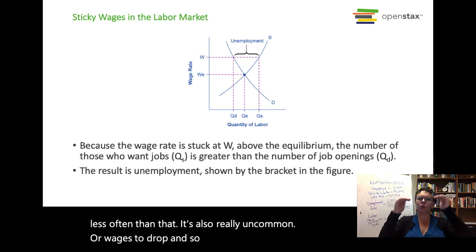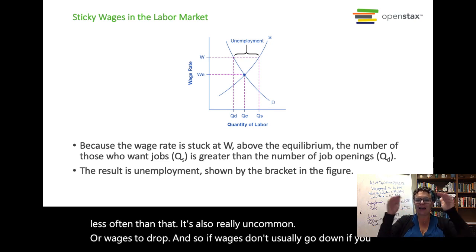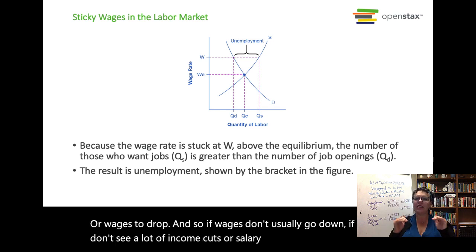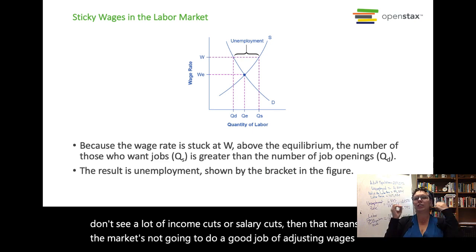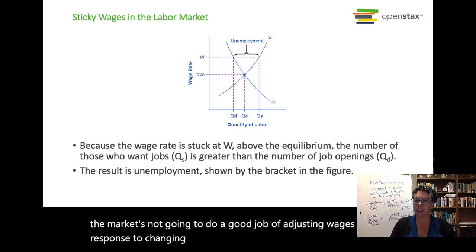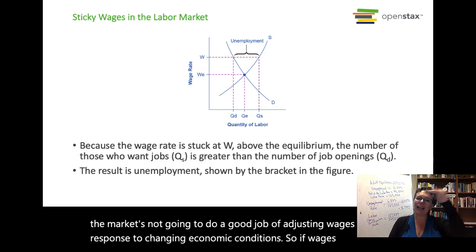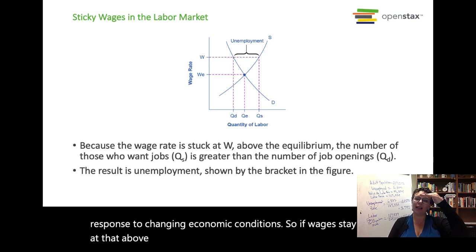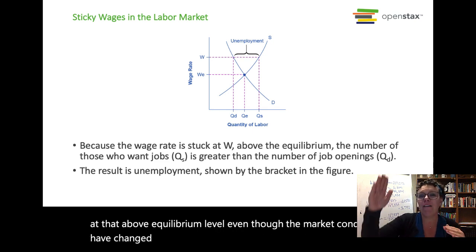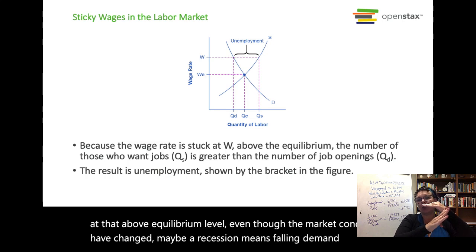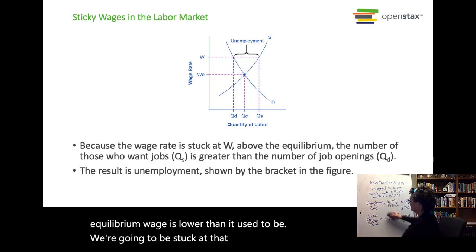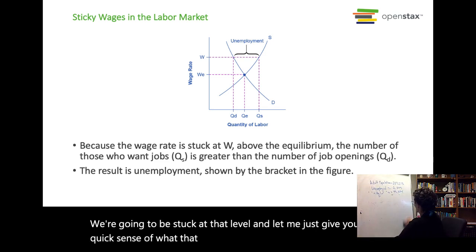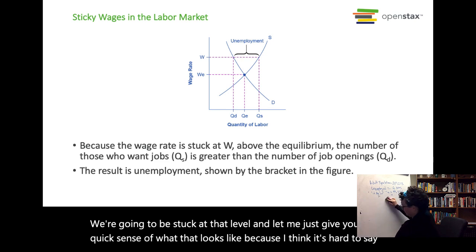And so if wages don't usually go down, if you don't see a lot of income cuts or salary cuts, then that means that the market's not going to do a good job of adjusting wages in response to changing economic conditions. So if wages stay stuck at that above equilibrium level, even though the market conditions have changed, maybe a recession means falling demand, so the equilibrium wage is lower than it used to be, we're going to be stuck at that level. And let me just give you a quick sense of what that looks like, because I think it's hard to see it on your own.